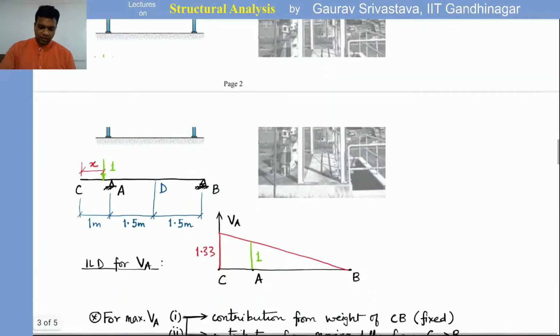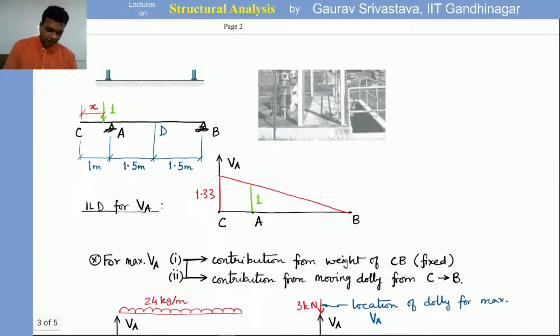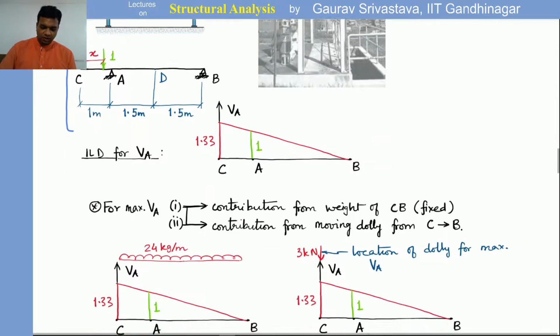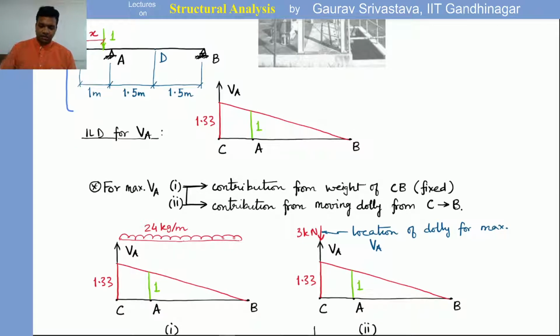Okay. So basically, we have this type of a picture where the locations A and B are pin and roller supported, and there is a 1 kilonewton force which moves from C to B. Okay, now the ILD for vertical reaction at A will be this as shown here.